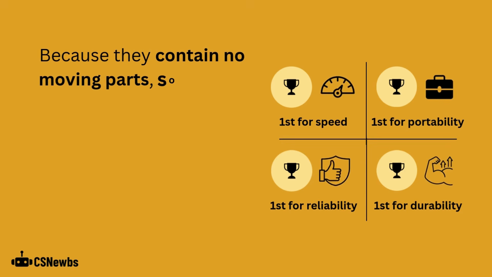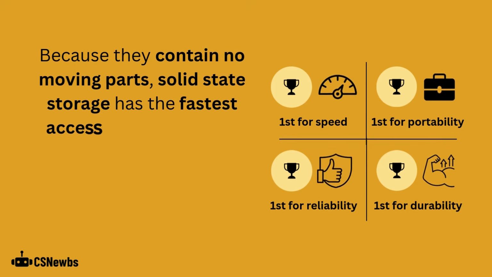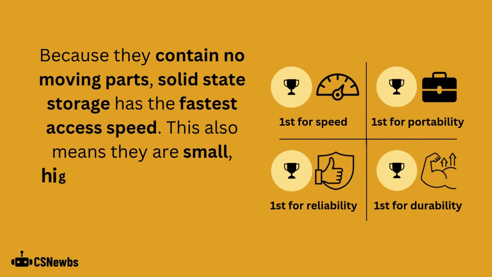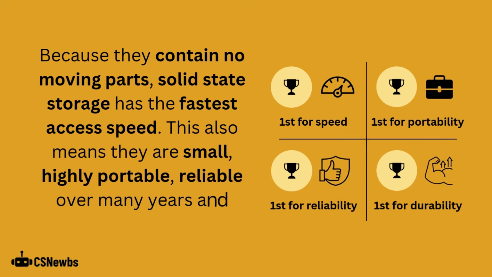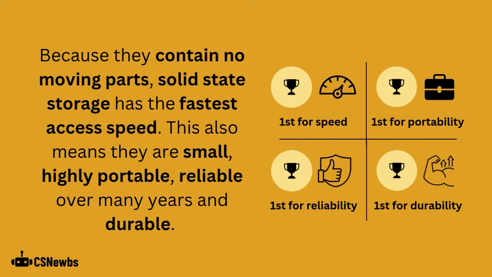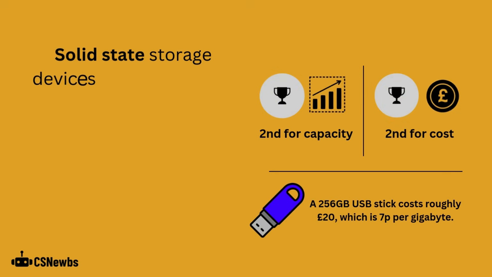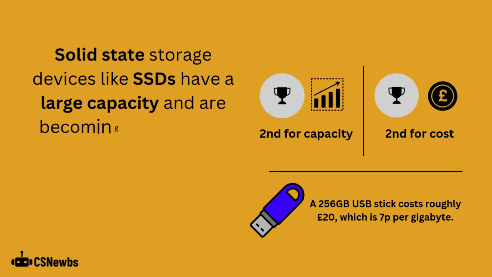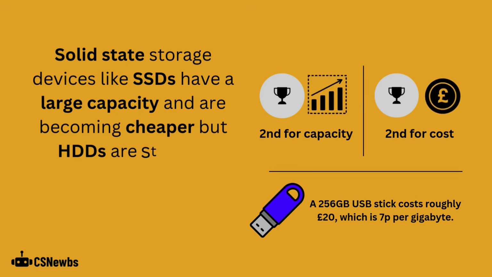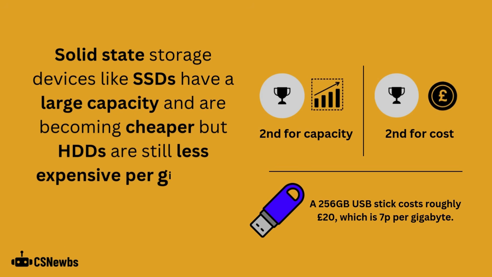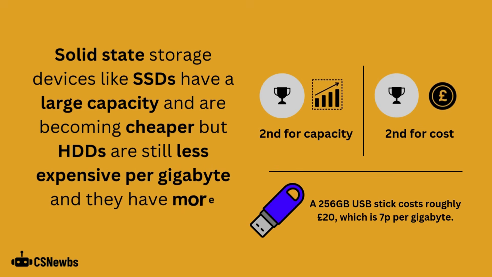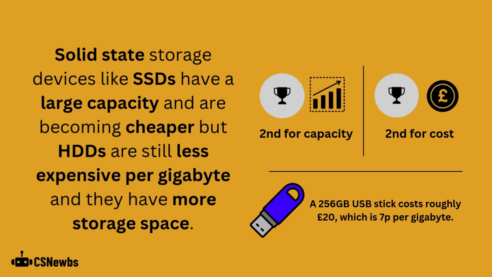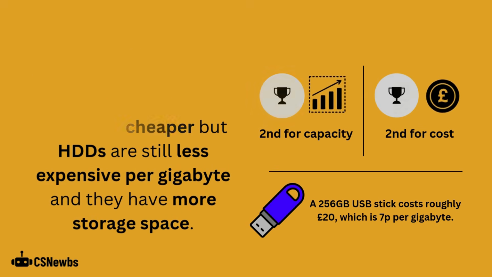Because they contain no moving parts, solid-state storage has the fastest access speed. This also means they are small, highly portable, reliable over many years, and durable. Solid-state storage devices like solid-state drives have a large capacity and are becoming cheaper, but hard disk drives are still less expensive per gigabyte and they have more storage space. A USB stick will roughly cost between 5 and 10 pence per gigabyte.